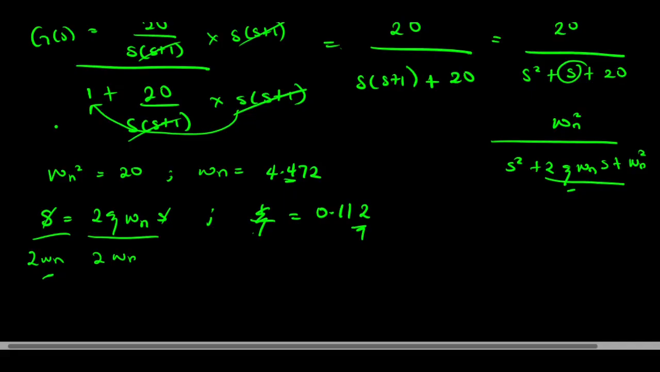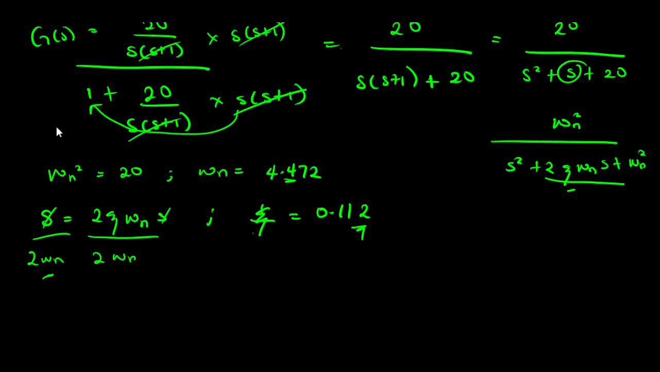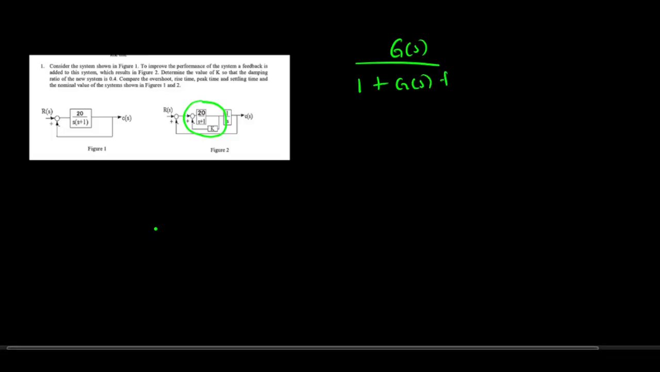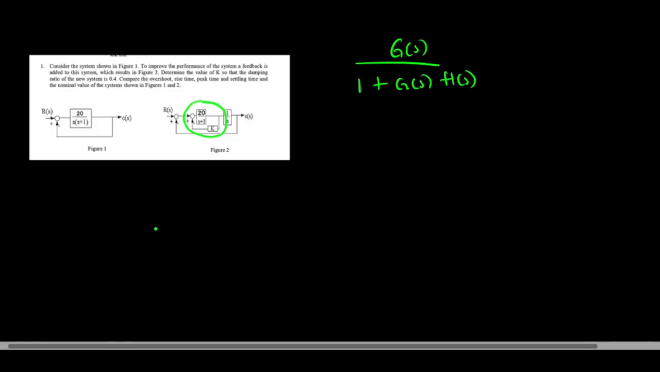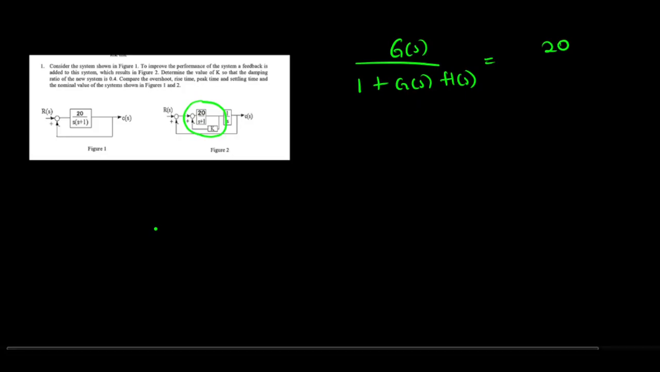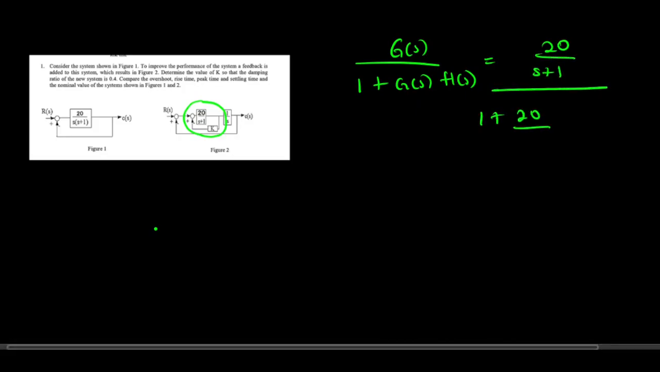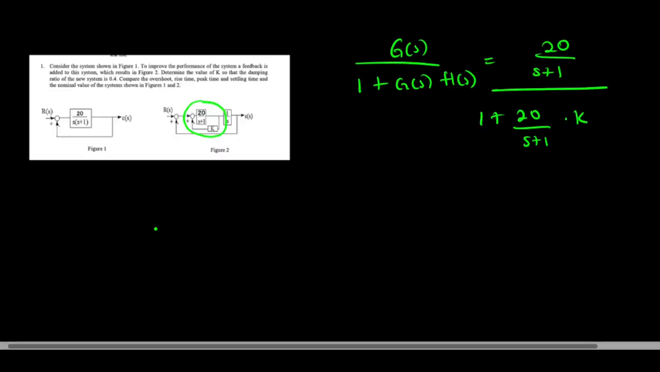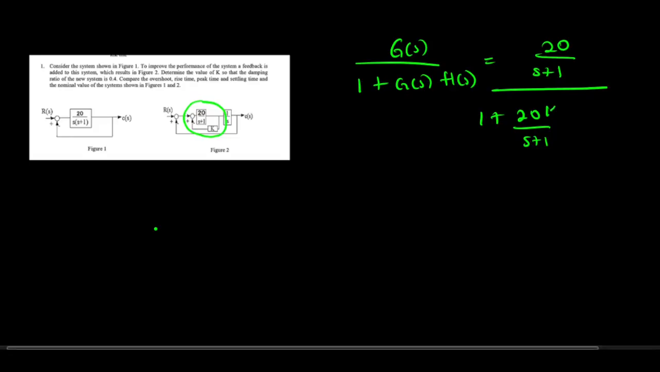Now for the second figure, we need to obtain its transfer function. In this case, first we'll do the inner feedback. That is a negative feedback. For negative feedback, the formula is G(s) over 1 plus G(s)H(s), right? So in this case, G(s) is 20 over s plus 1, all over 1 plus 20 over s plus 1 times k.